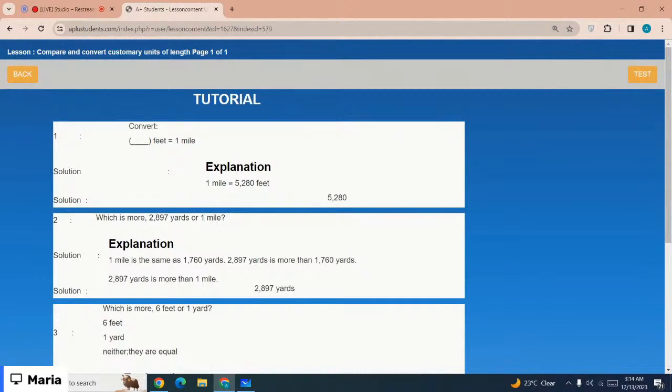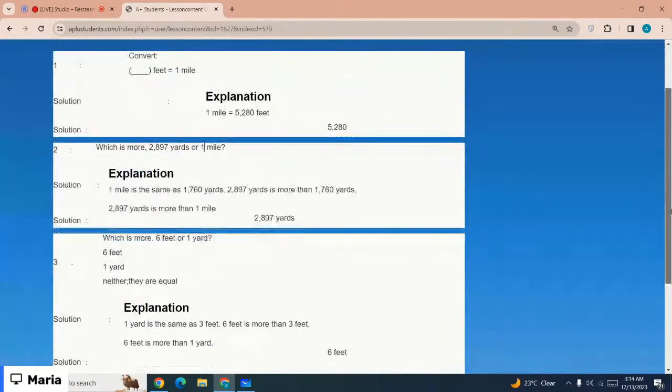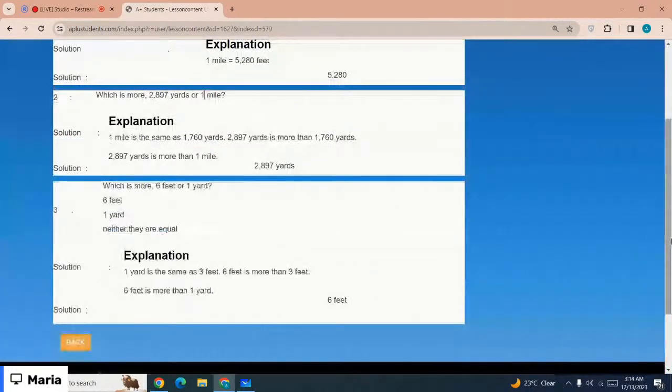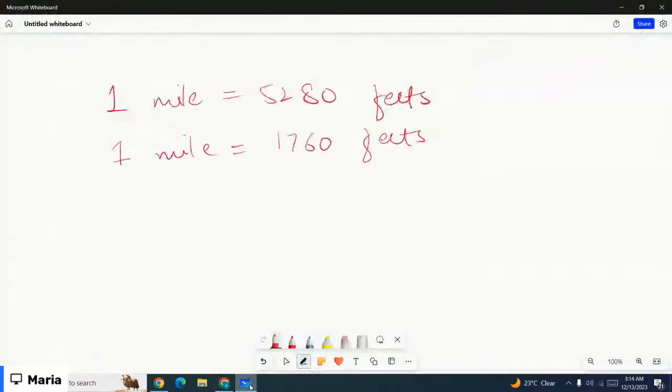Okay, the next one is which is more, 6 feet or 1 yard? That is a comparison between feet and yards, right? So 1 yard is the same as 3 feet. That means 1 yard equals 3 feet. Okay, let's just start with the practice.